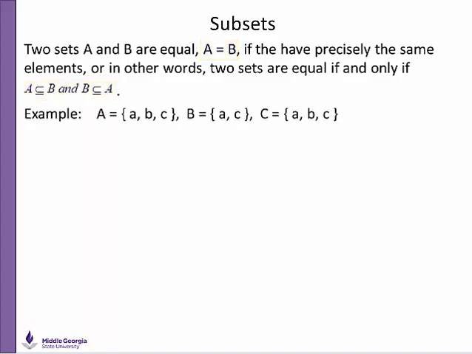Example: let A equal the set containing a, b, c, B equal the set containing a and c, C equal the set containing a, b, and c. We notice that B is a subset of A because a is in B and a is in A. Also, c is in B and c is in A. But the reverse is not true. A is not a subset of B, and that's because A contains b and b is not in B. So A does not equal B.